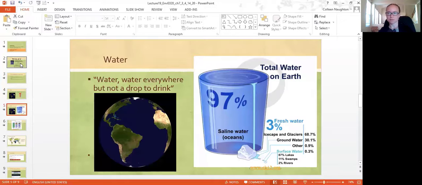Many of you have probably heard the global statistic that 97% of the Earth's water is in the oceans, and just 3% is fresh water. But even among that 3% fresh water, 70% is in ice caps and glaciers. Groundwater is only 30%, and surface water, the water that we see in lakes, rivers, and swamps, is just 0.3%. So this doesn't leave a lot of water on the earth for drinking water or other uses, and we need to be careful not to pollute what we have.